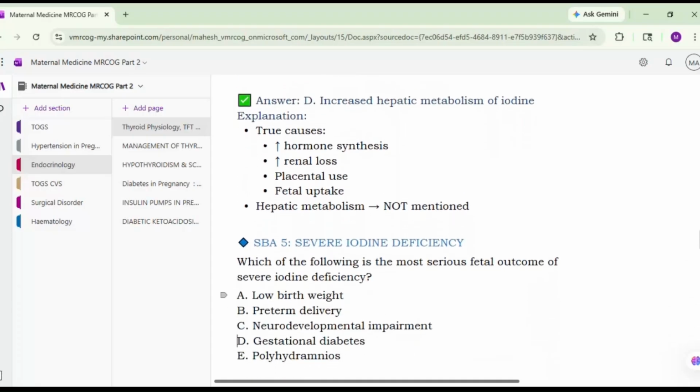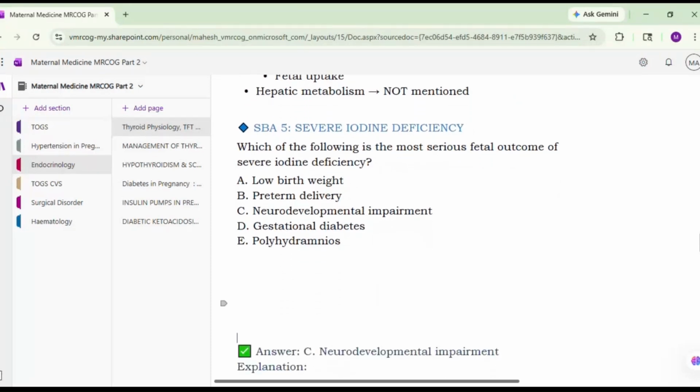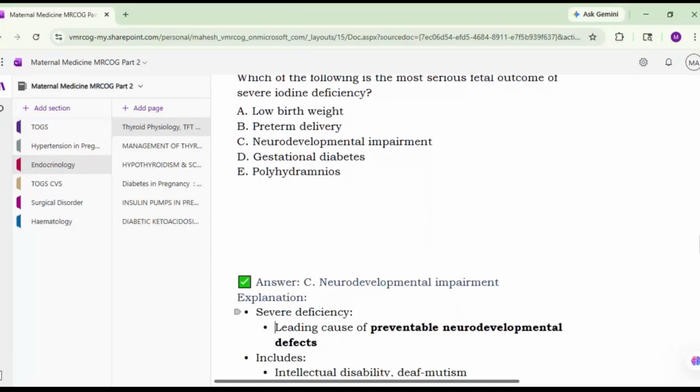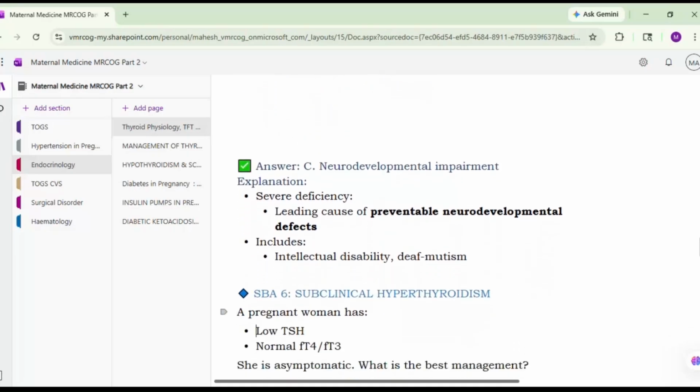Okay, next. Which of the following is the most serious fetal outcome of severe iodine deficiency? A. Low birth weight. B. Preterm delivery. C. Neurodevelopmental impairment. D. Gestational diabetes. E. Polyhydramnios. It is C. Yes, neurodevelopmental impairment is seen. Severe deficiency is the leading cause of preventable neurodevelopmental defects. It includes intellectual disability and deaf mutism.